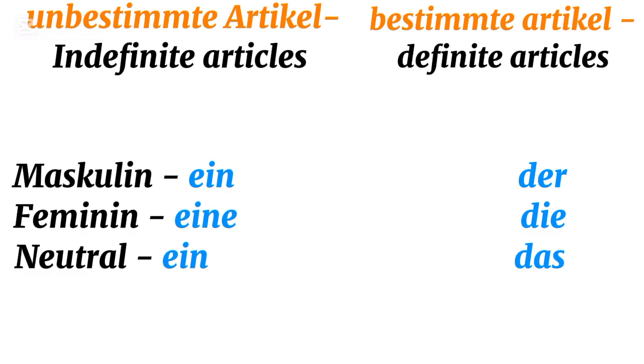So they are also three. The same way definite, they are three. Here they are also three, for masculine, for feminine, and for neuter. Let's begin with the masculine ones. Definite, they take a der, but indefinite, they take ein, okay? Masculine, der, indefinite, ein.